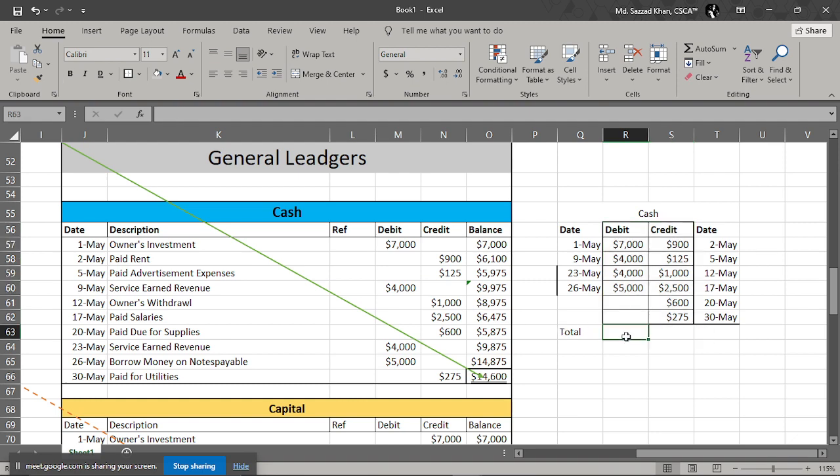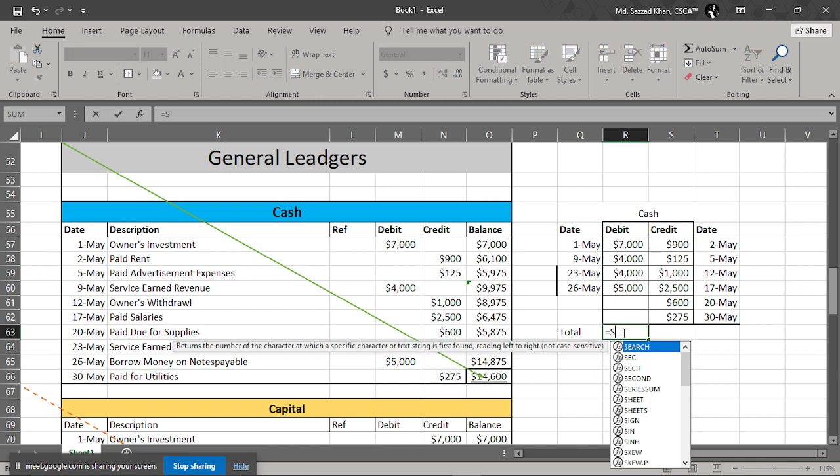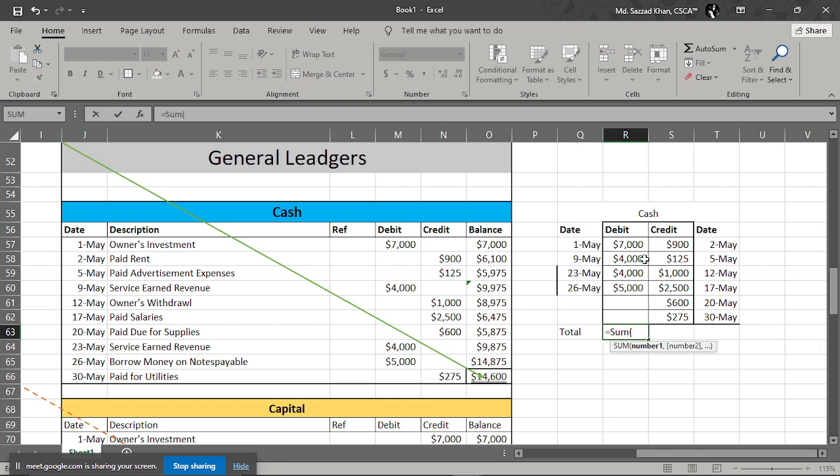Now we'll see the total. First, the debit total. What will be the debit total? Sum up the sum of the debit balances, right? Yes. Here we go, 20,000. And now we'll sum up the credit balance.